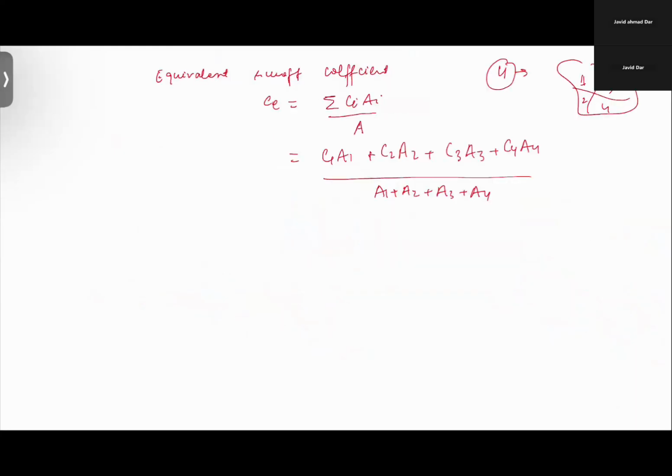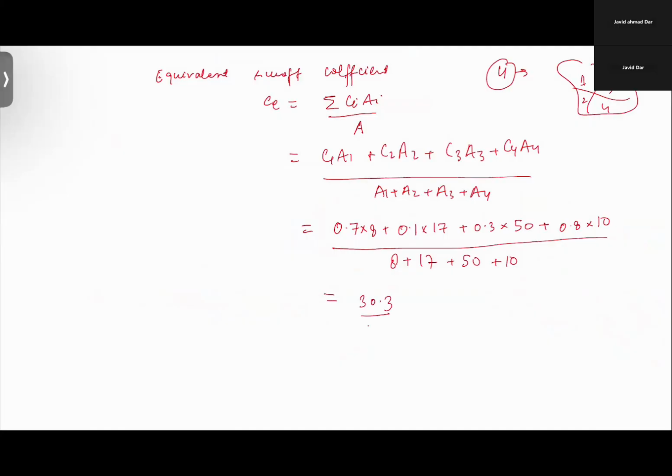So you can put the values here. This will be 0.7 into 8 plus 0.1 into 17 plus 0.3 into 50 plus 0.8 into 10. The total area will be 8 plus 17 plus 50 plus 10. If you do the calculation, this will be 30.3 divided by 85, which is equal to 0.36. So this is going to be your equivalent runoff coefficient.